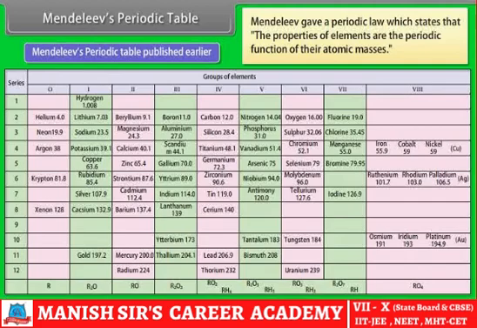For example, both gallium and germanium were not discovered at the time when Mendeleev proposed his periodic table. Mendeleev named these elements as eka-aluminum and eka-silicon respectively. Number 3. With the help of this table, doubtful atomic masses of certain elements were corrected.